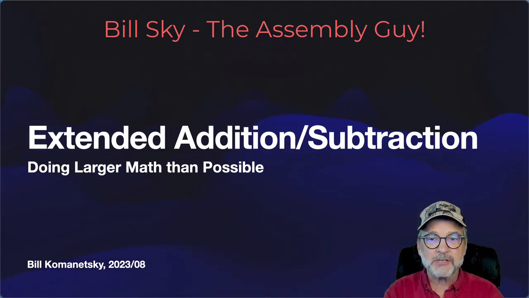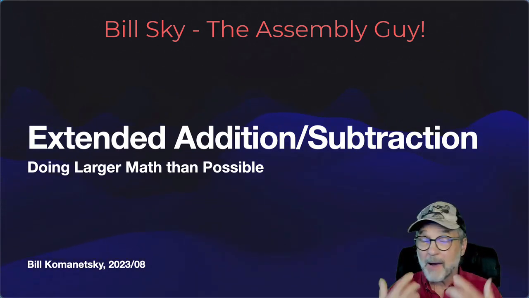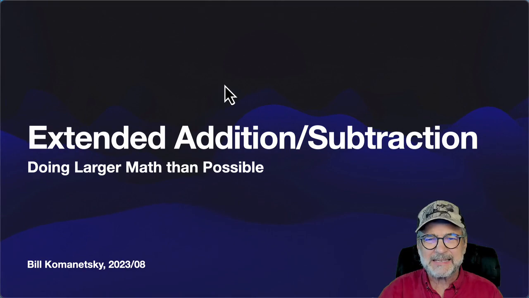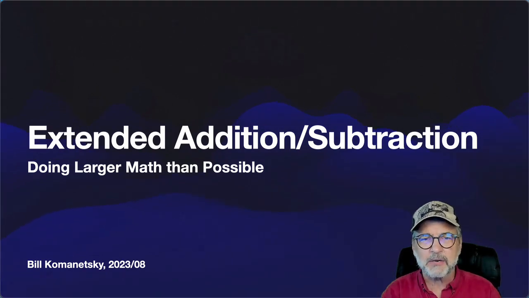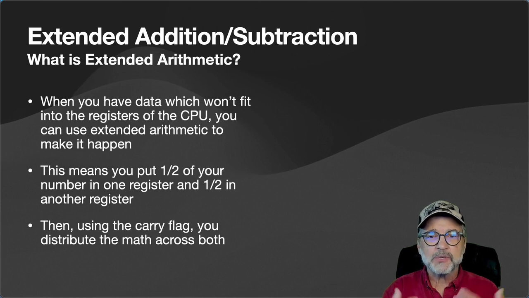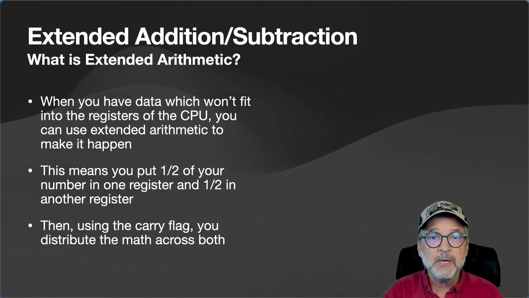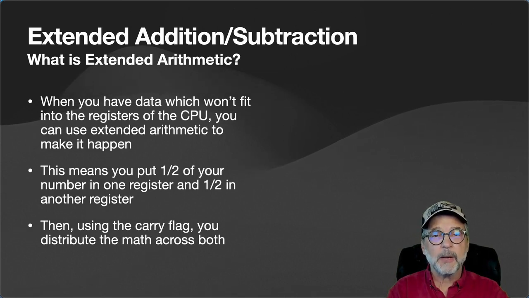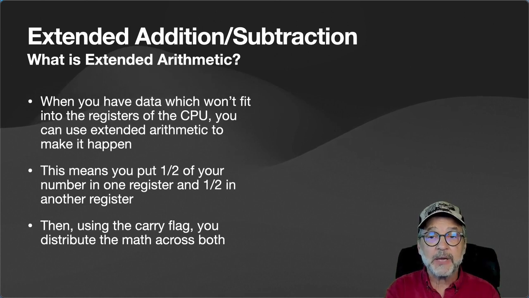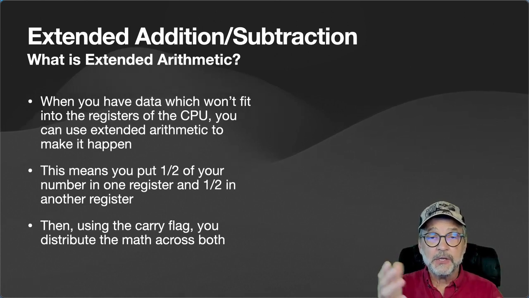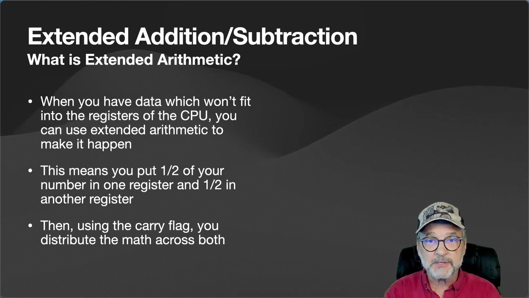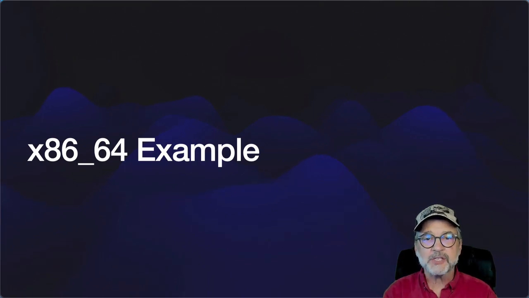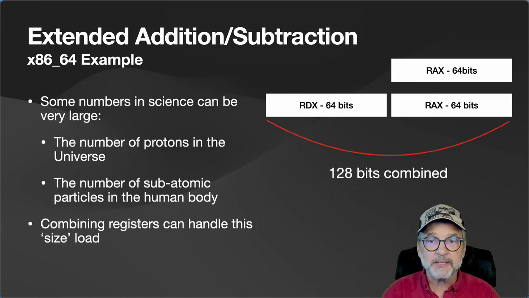Extended addition and subtraction: doing larger math than you might have thought was possible based on the number of bits that your CPU has. So what does extended arithmetic mean? When you have data which won't fit into a register in the CPU, you can use extended arithmetic to make that happen. This means that you put one half of your number in one register, the other half in another register, and then using the carry flag, you can distribute the math between those two registers. So you effectively are creating one larger register. Let's take a look at this type of operation for x86-64 Intel AMD processors.